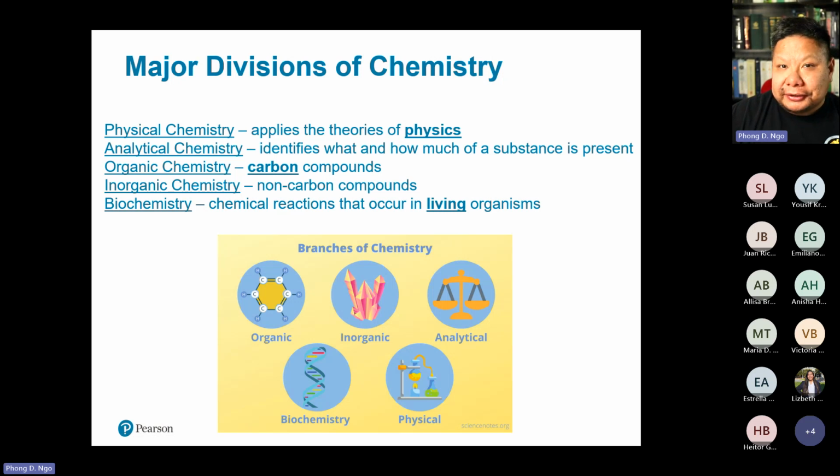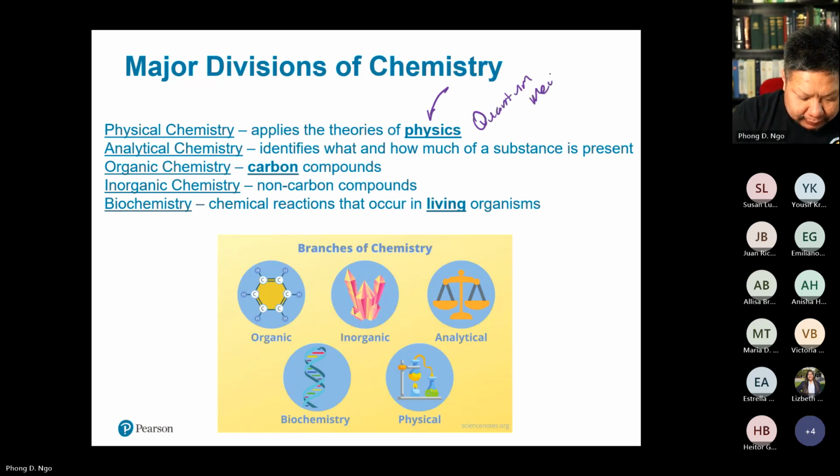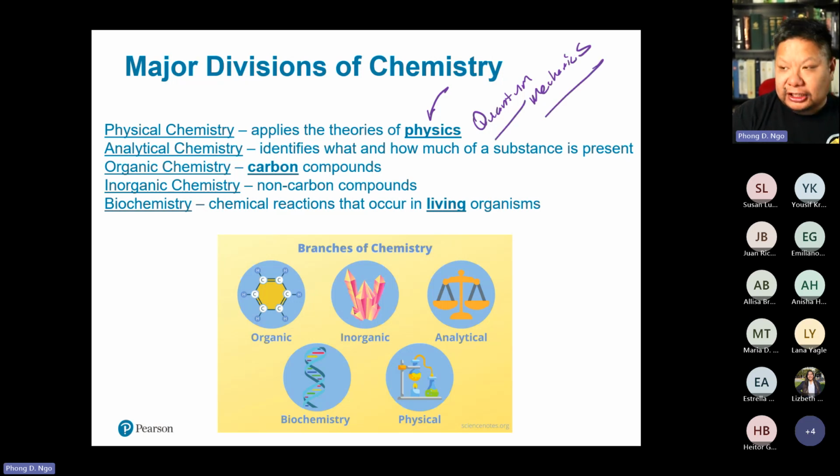So what are the 5 major divisions of chemistry? We have physical chemistry, which mainly deals with the chemistry of physics and stuff like that, like the Higgs boson and nuclear stuff, nuclear chemistry. That's all physical chemistry, right? Quantum mechanics, that's all physical chemistry. Everybody's heard of quantum mechanics. I talked about that during atomic physics.